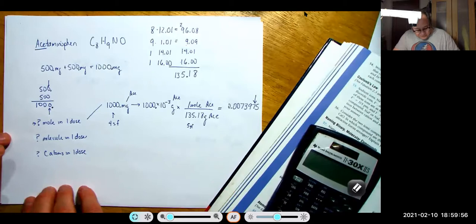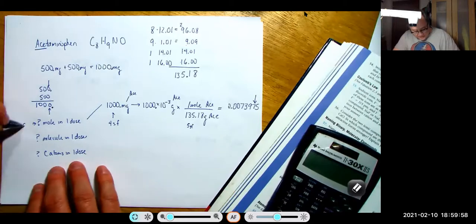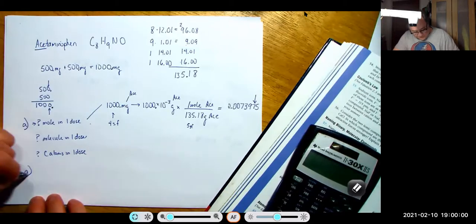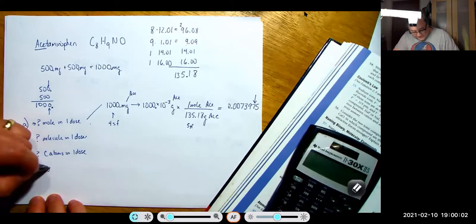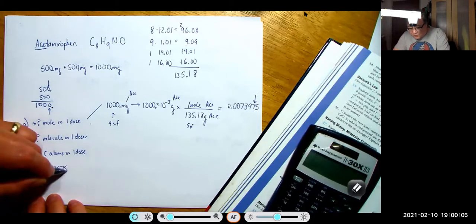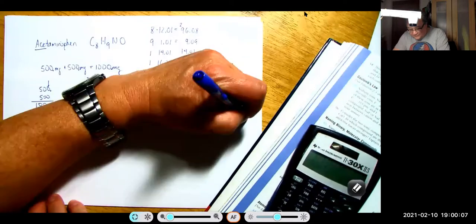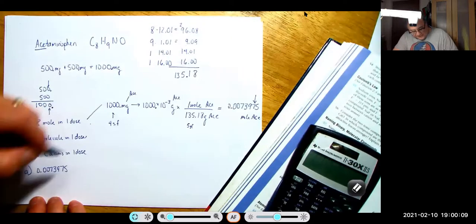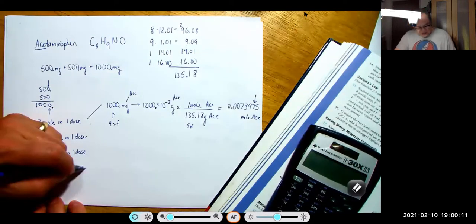So actually for this answer A, I would write 0.0073975, and I ran out of room here. So I'm going to put mole of ACE here. Mole of ACE. And that's A.